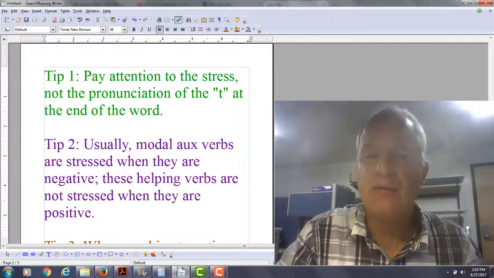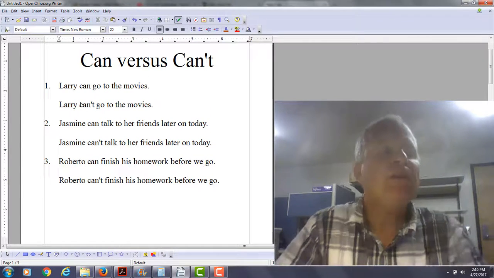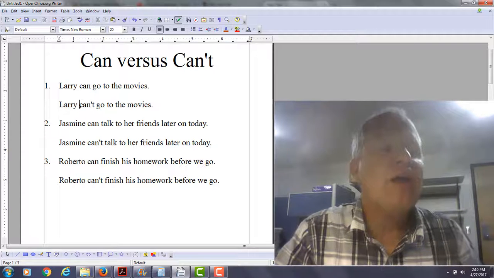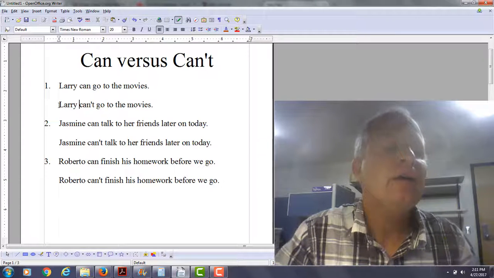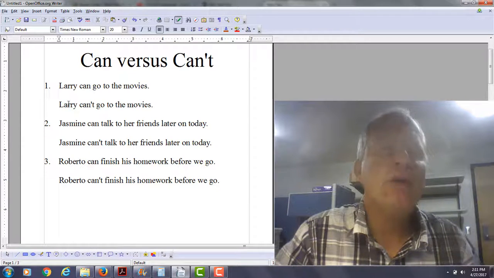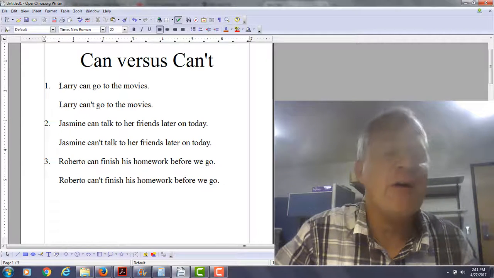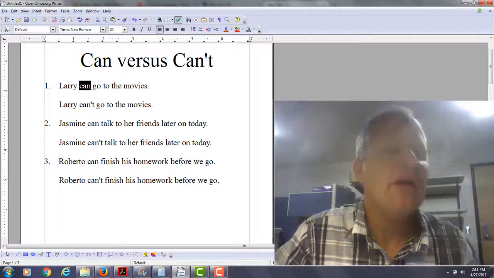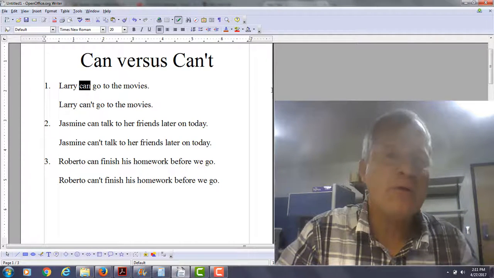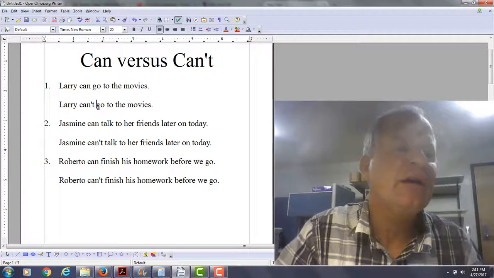This is true with negative modal auxiliaries. For example here, notice when I say number 2 or I say Larry, I stress can't and go. I stress the auxiliary and the main verb. So I say Larry can't go to the movies. So when it's negative, I stress both words. But then when I say the positive, I say Larry can go to the movies. Notice how I'm putting more stress on the word go. I'm putting less stress on the word can, and that makes it positive. So that's my first tip. Remember, it's all about stress, not about hearing the T at the end of the word.